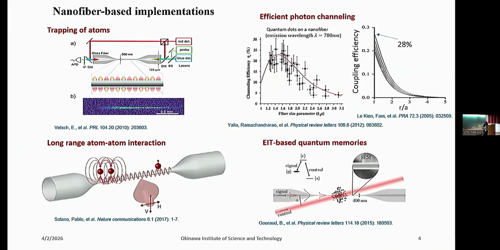These guided modes can also mediate long range atom atom interaction, when the atoms are not talking to each other directly but through the nanofiber. This can be used to create long range entanglement also, which I will show you later. Nanofibers have also been used for efficient storage in EIT based quantum memories and also efficient retrieval in one direction.